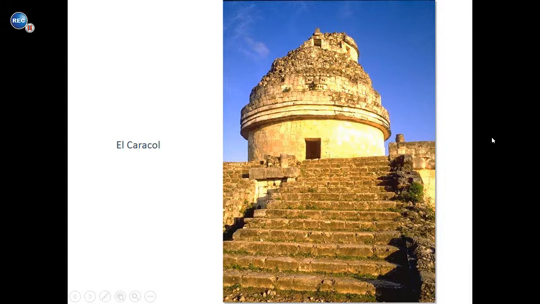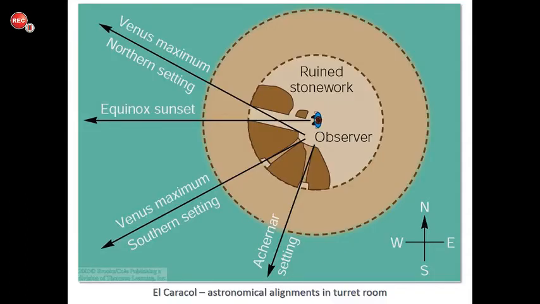And then there's simpler structures. Not everything's a great big pyramid. This is a turret. And the idea is that it's basically a round house with holes in it, and the holes allow you to see events as an observer at the center. And so, you can find particular stars rising or setting and use the particular alignments to do your observations.